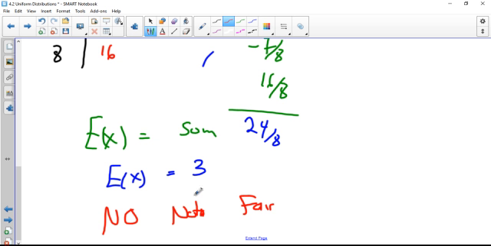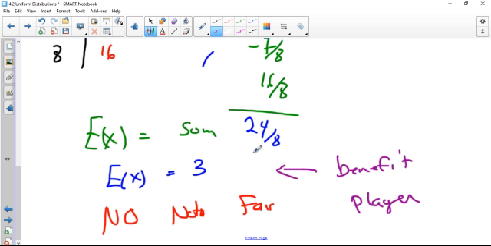In this case, since we have a positive expected value, who would this benefit if this was a game at a casino? Would it benefit the house, quote unquote, or would it benefit the player? Since it's positive, this would be benefiting the player. Very good benefits, actually. So they wouldn't have this as a game in the casino or as any game, because they're losing money a lot.